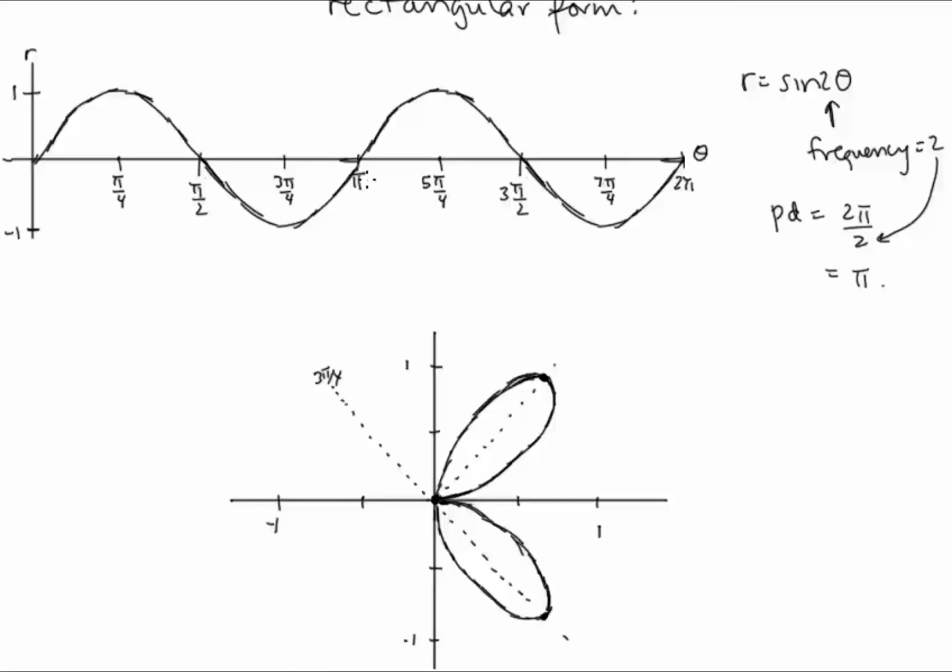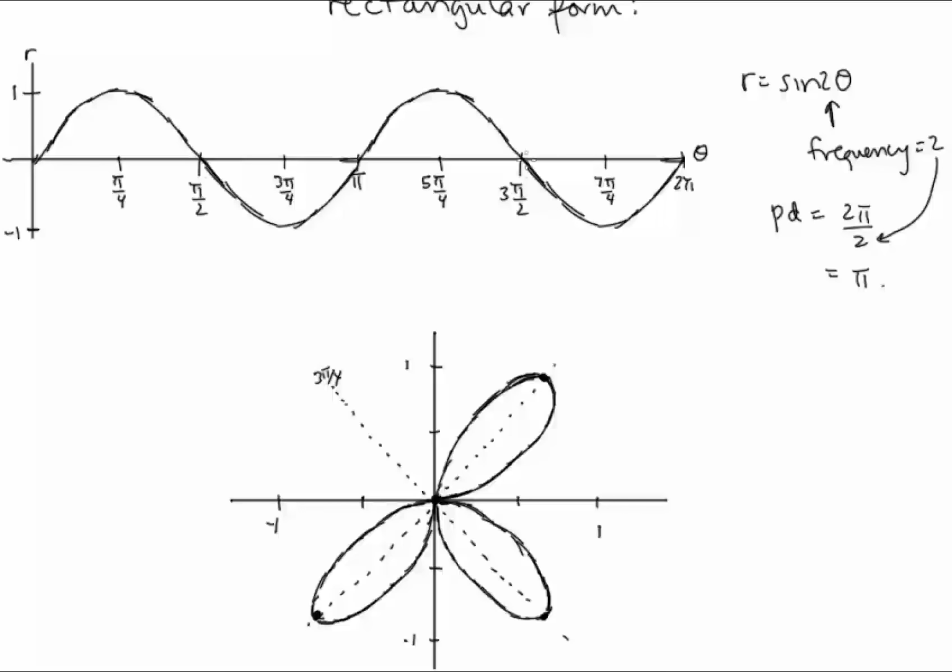As theta goes from pi to 5 pi over 4, our radius goes from 0 to 1. So our radius is going from 0, increasing to 1. And as theta goes from 5 pi over 4 to 3 pi over 2, here to here, our radius is decreasing from 1 to 0.